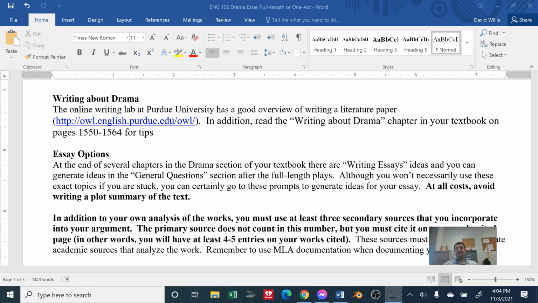The reason I say 4 to 5 is if you're using a full-length play, that's 1 plus 3 sources makes 4. If you're using 2 one-act plays, you're using 3 sources plus 2 plays, which equals 5. All right, these sources must be viable, legitimate academic sources that analyze the work. Remember to use the MLA documentation when documenting your sources.